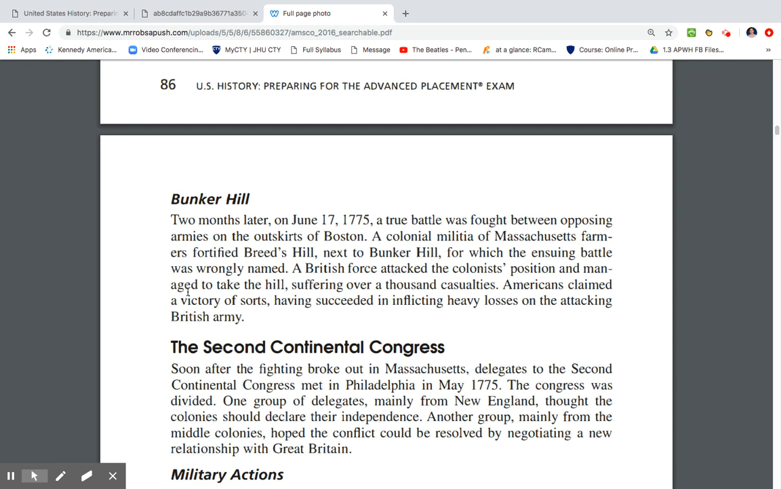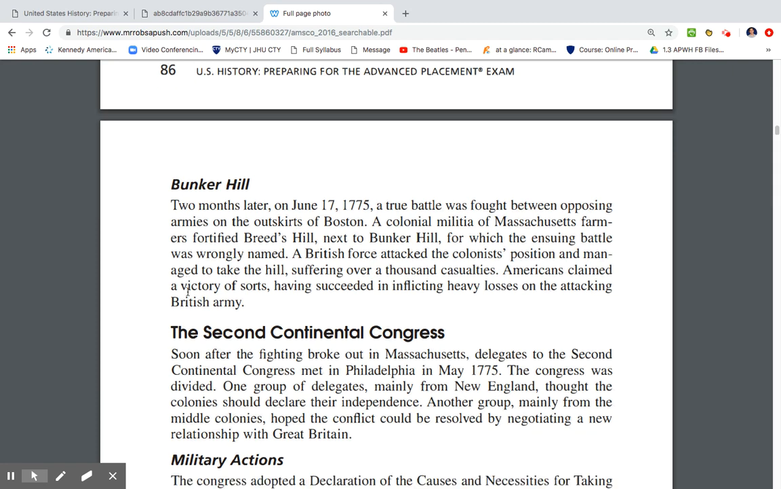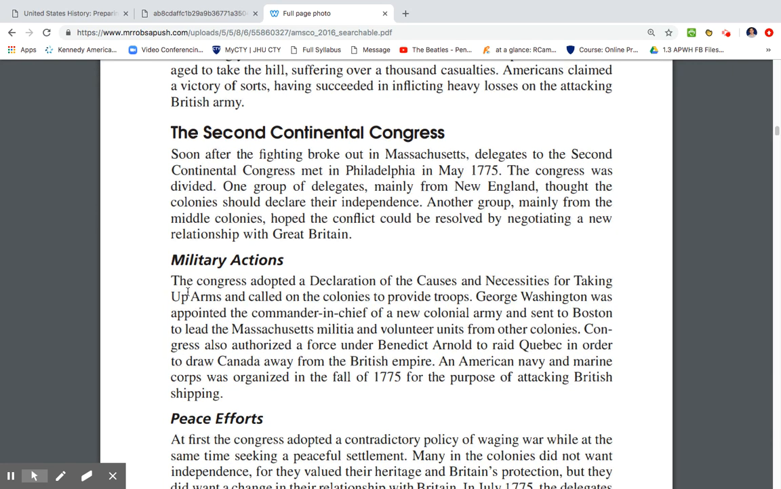So although the colonists lost, they're saying, hey, the good thing is we're able to kill a good amount of those British soldiers. So those were the first two battles. As a result of this, we get the Second Continental Congress. Soon after the fighting broke out in Massachusetts, delegates to the Second Continental Congress met in Philadelphia in May 1775. The Congress is divided. One group of delegates, mainly from New England, thought the colonies should declare their independence. Another group, mainly from the middle colonies, hoped that the conflict could be resolved by negotiating a new relationship with Britain.